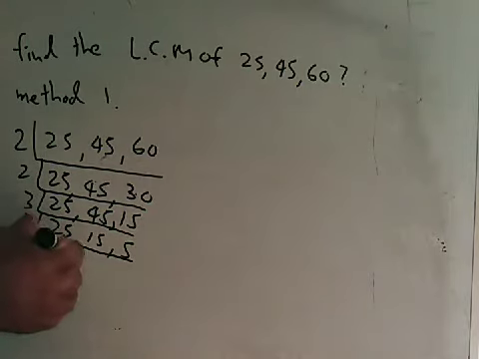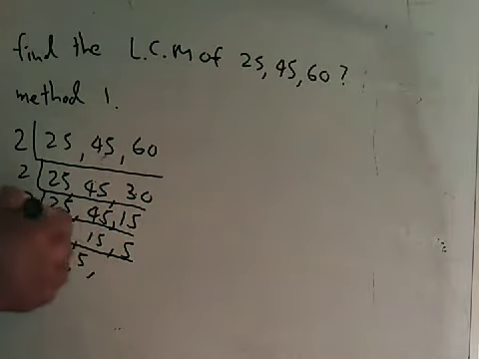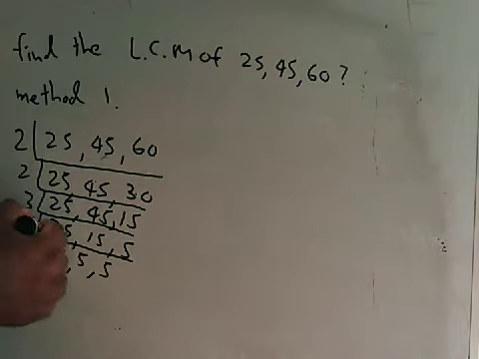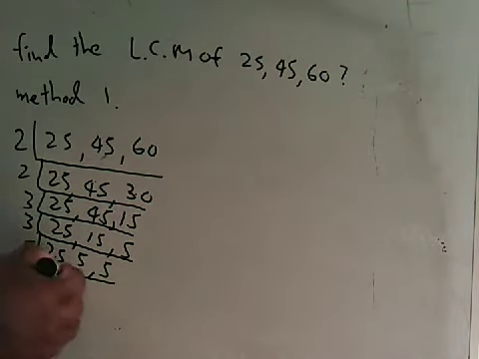25 divided by 3, 25. 15 divided by 3, 5. 5 divided by 3, 5. Again 25, 5, 5. Then these 3 can only divide by 5. When 25 divided by 5, 5.